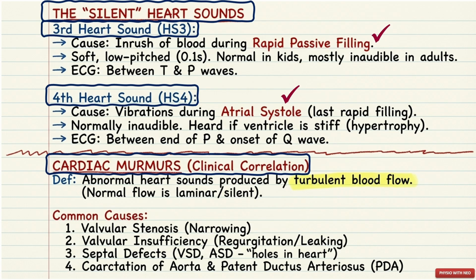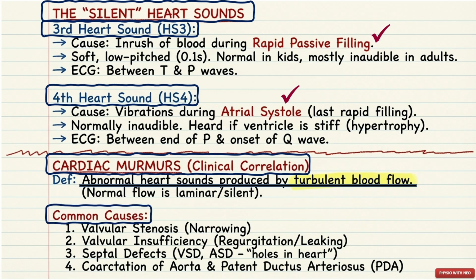And lastly, about the cardiac murmurs. These are abnormal heart sounds produced by turbulent blood flow. The causes of the cardiac murmurs are valvular stenosis, valvular insufficiency, septal defects, and coarctation of aorta along with the patent ductus arteriosus.